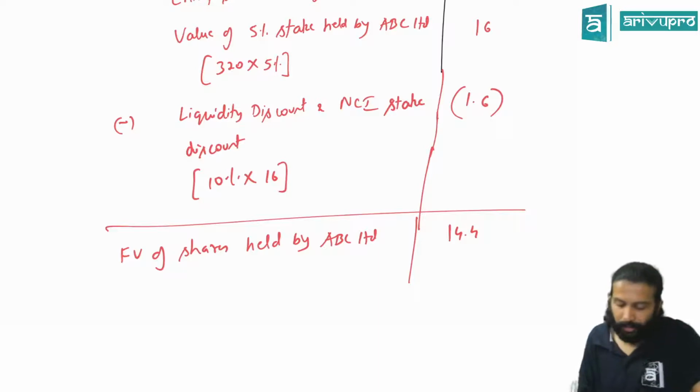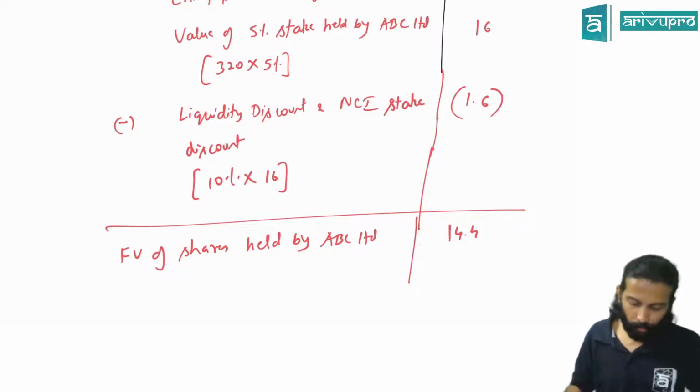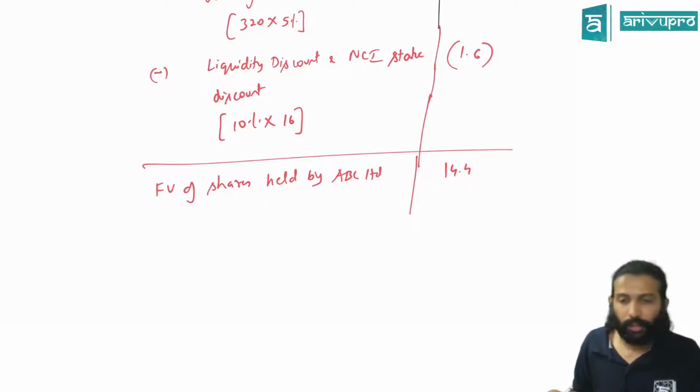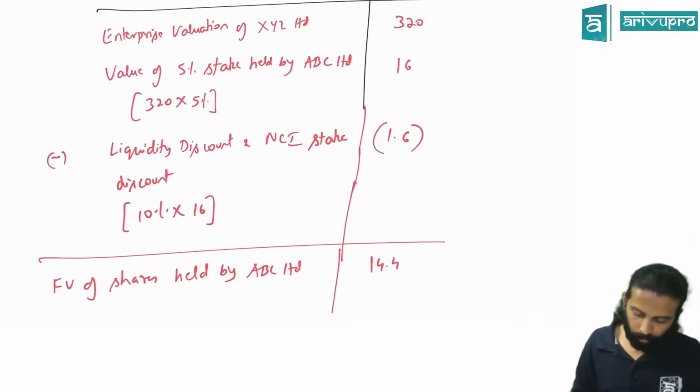Held by ABC Limited. Correct now? So this is the fair value you have to take for your calculation. Meaning in your balance sheet you will show this value. Correct now? That's it. Simple problem.